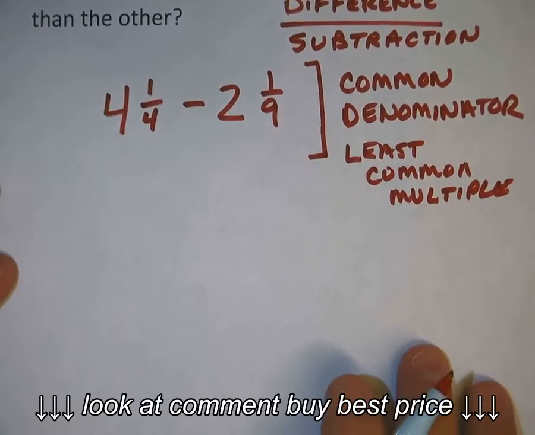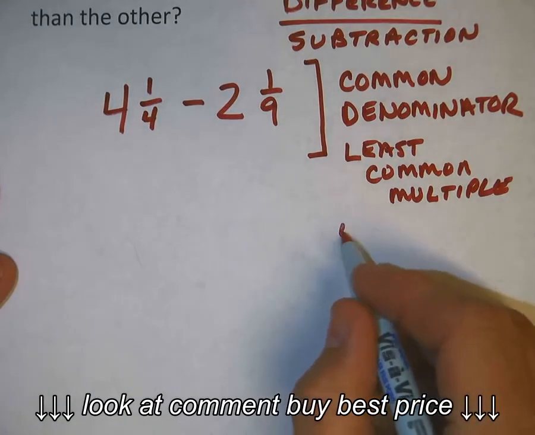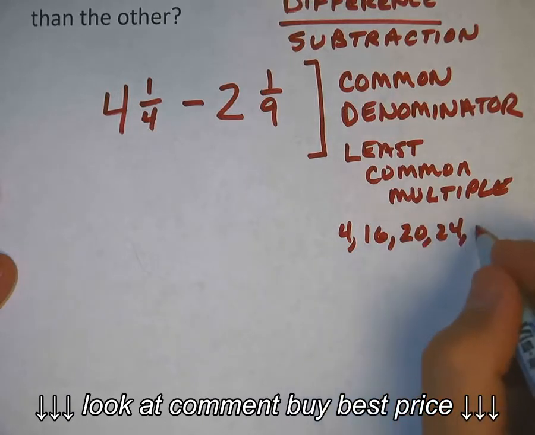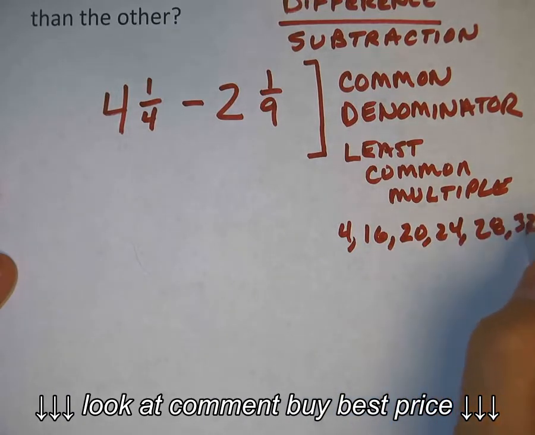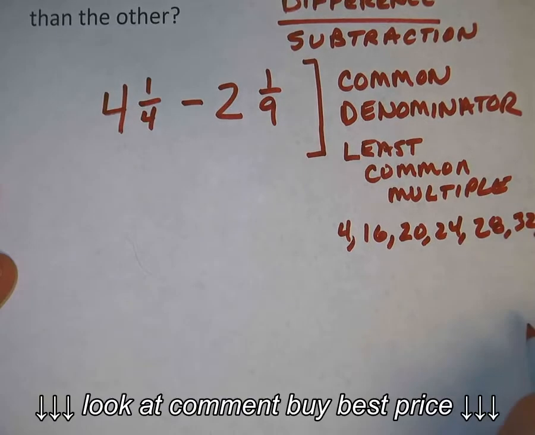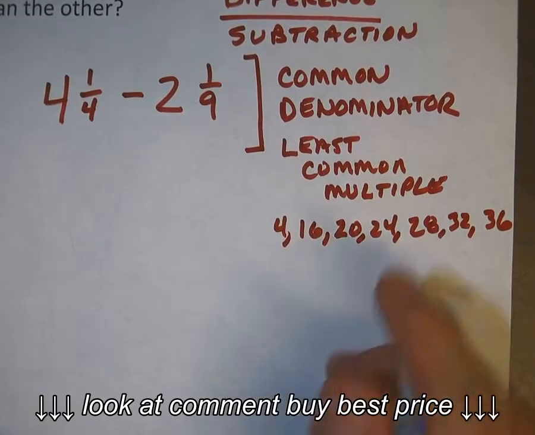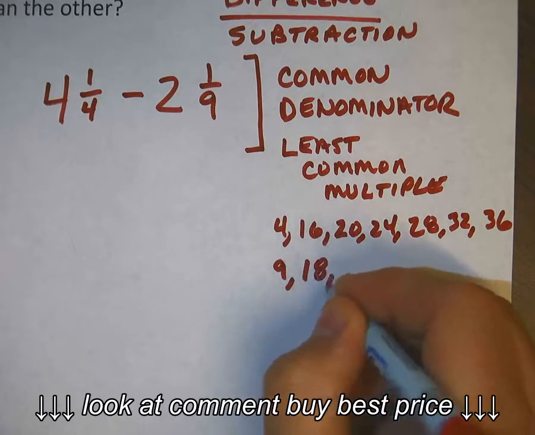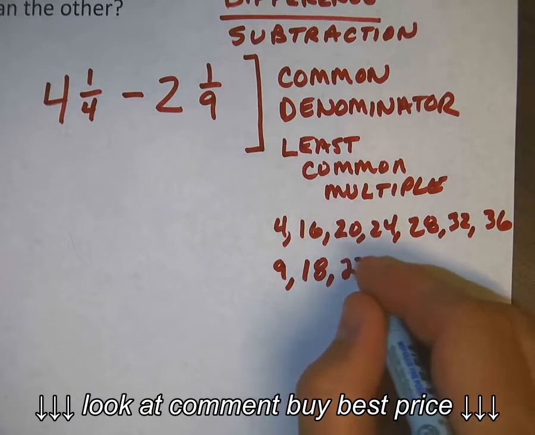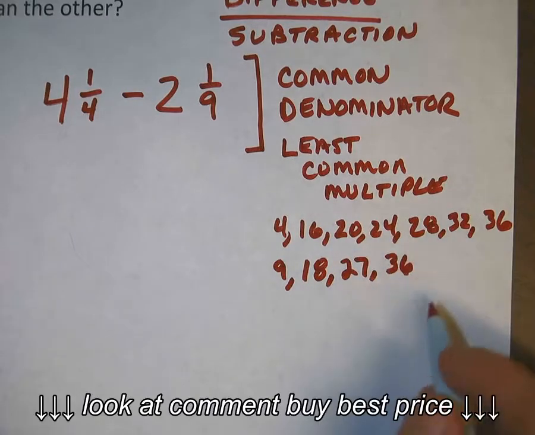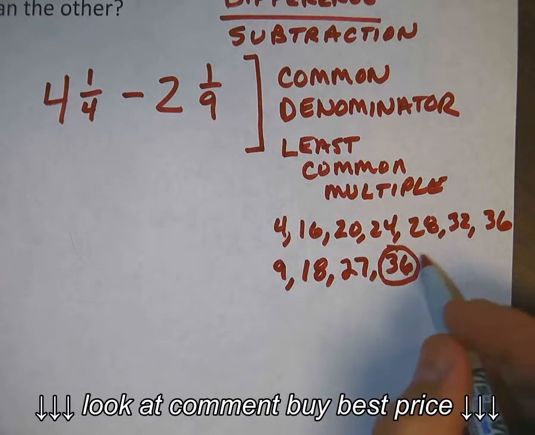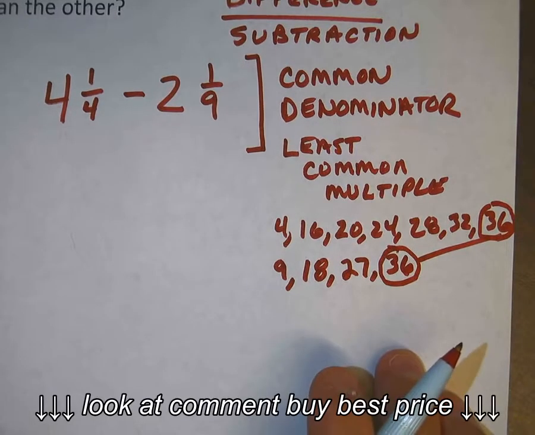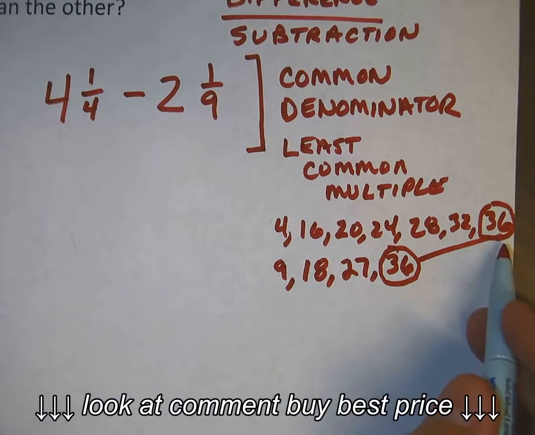Let's just start listing the multiples of 4. 4, 8, 12, 16, 20, 24, 28, 32, 36, and we could keep going, but let's now list the multiples of 9. 9, 9 times 2 is 18, 9 times 3 is 27, 36. Now I've got a common multiple. I had to go pretty high in the ranks for the 4s, but sometimes that's necessary. So there's my common denominator, 36.